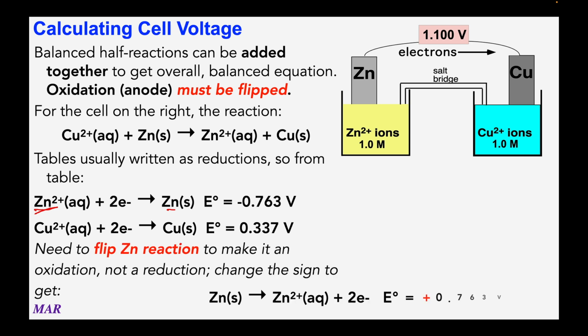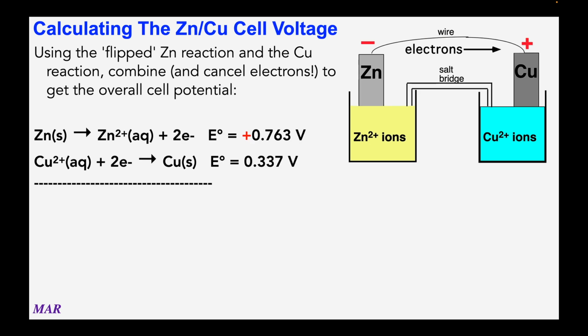So we're going to flip that reaction around. We're going to flip the zinc so that zinc's a reactant, makes zinc 2 plus and 2 electrons as products, and we're going to change the sign from negative 0.763 to positive 0.763. And now that looks a lot more like the reaction that we're actually seeing. You've still got copper 2 plus going to copper. We're not going to change that one, but we will flip the zinc one, and that's kind of the punchline here. So you flip the zinc, so it becomes positive 0.763.